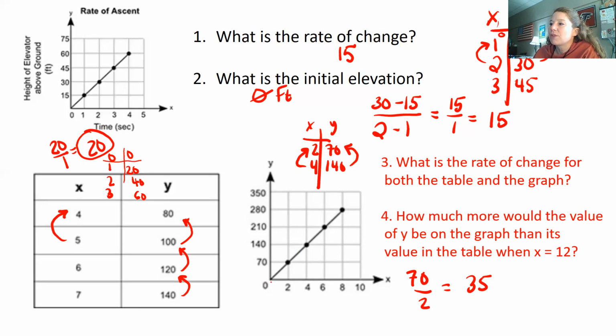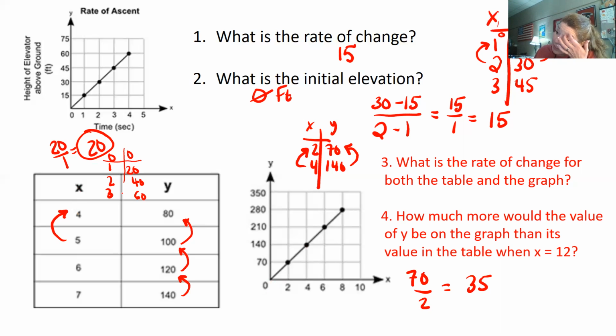And also, they both have this in common. They both go through the origin, right? So they're both considered proportional relationships. This is going up, for every one x value, y is going up by 35. For every one x value over here, y is going up by 20.